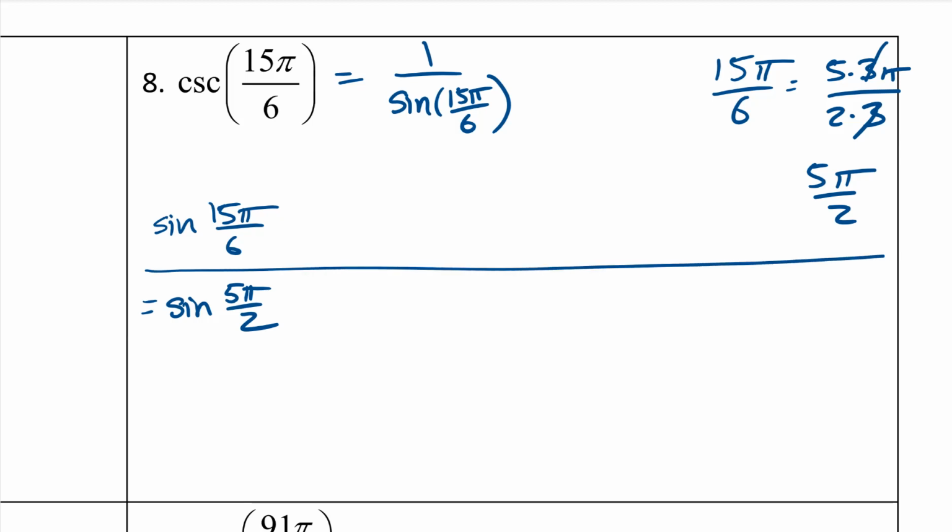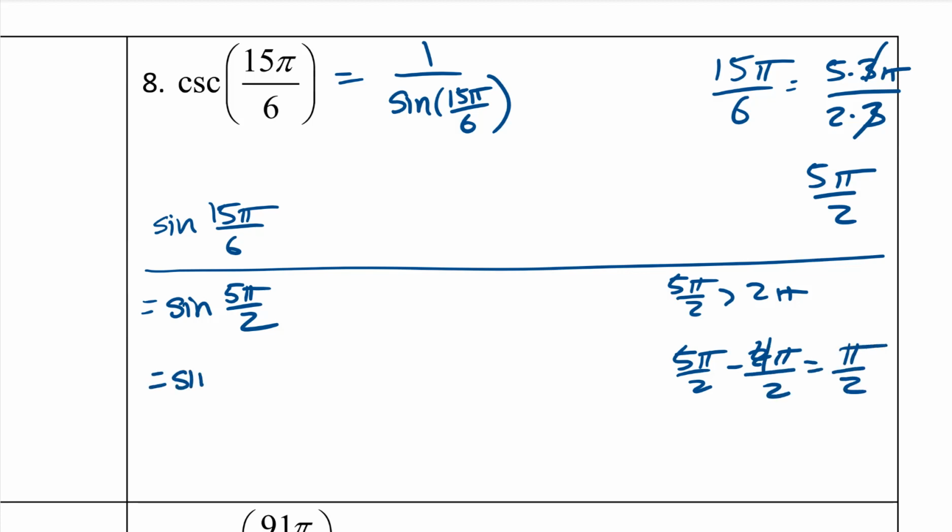And now we can finally start to begin our game. Well, 5 pi over 2 is bigger than 2 pi. Therefore, we need to subtract out 2 pi, which is 4 pi over 2, which is equal to pi over 2. So again, this is an actual equal sign. We're good. We don't have to do anything. Oh, pi over 2. That's already between 0 and pi over 2. We can just state the answer.